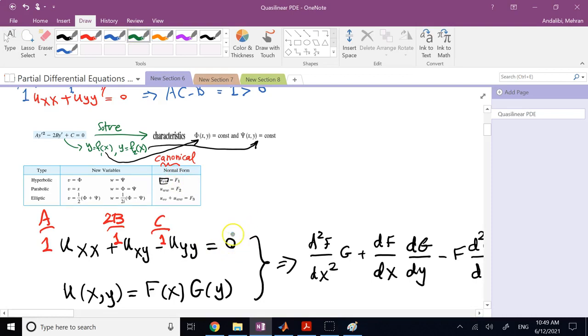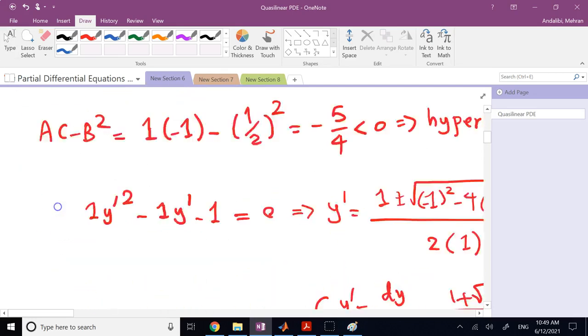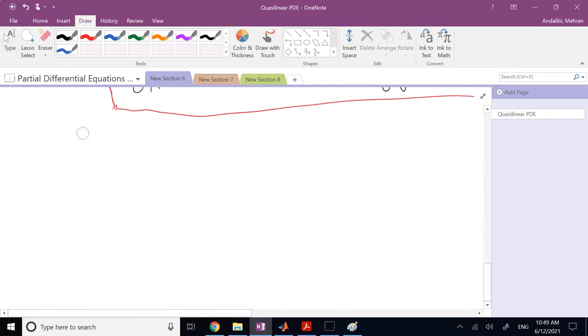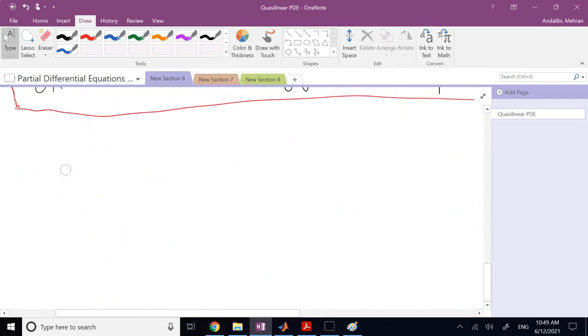So when I do all of that, my final equation, the one that I could not solve, will be converted, with all of that algebra and all of those derivatives. At the end of the day, your PDE will be turned into the derivative of u with respect to v and w equals zero. Which is amazing, because now you can easily solve this.